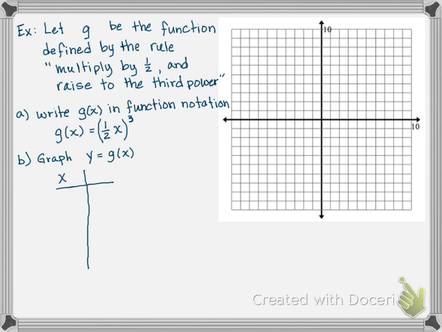But here I see that I'm going to multiply by a half. So why not use even numbers so I don't end up with fractions, right? So just because it's convenient, there's not a right or wrong x value to choose, but you might as well make it as easy on yourself as possible. So maybe -4, -2, 0, 2, and 4. As a general rule, it's always a good idea to use 0. Kind of anchors your graph. So -4 times 1/2 is -2. Raised to the third power is -8.